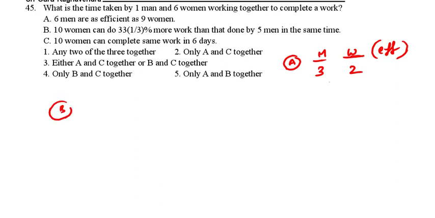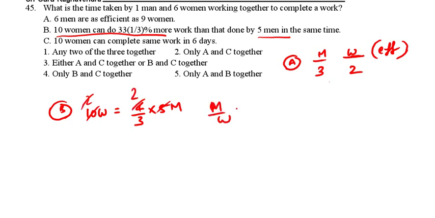Now B. 10 men can do 33 1/3 percent more work. So 10 women can do 33 1/3 more, meaning 4/3, as done by 5 men. So by using this also, 5 ones, 5 twos, 2 ones, 2 twos. Again, man by woman is equal to 3 by 2. The same thing we are going to get. Here also in B, man and woman efficiency is 3:2.